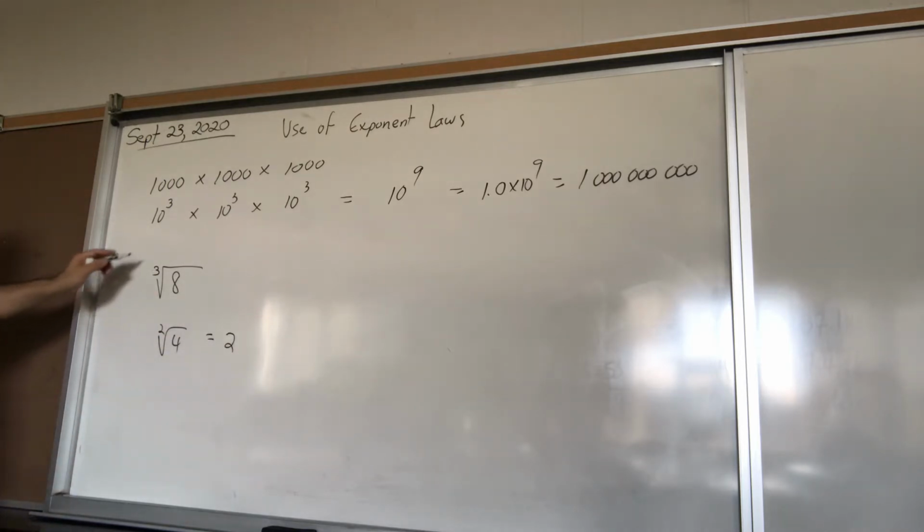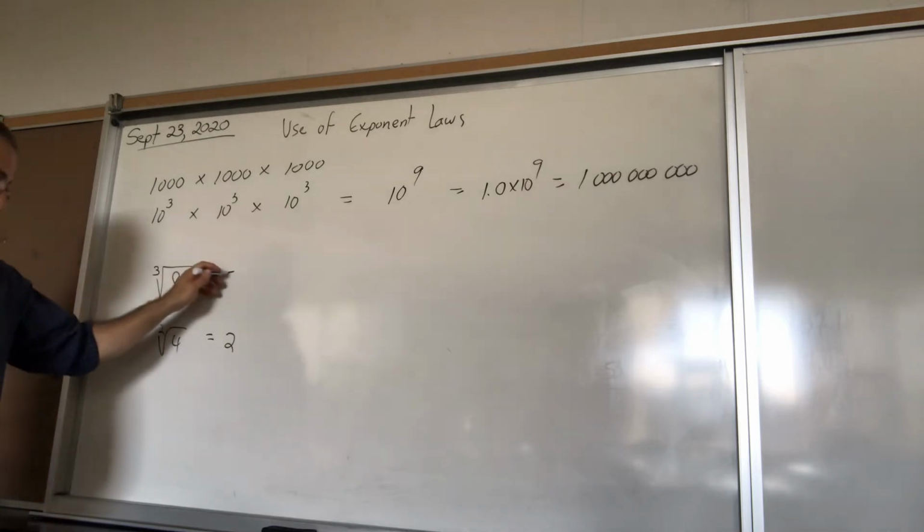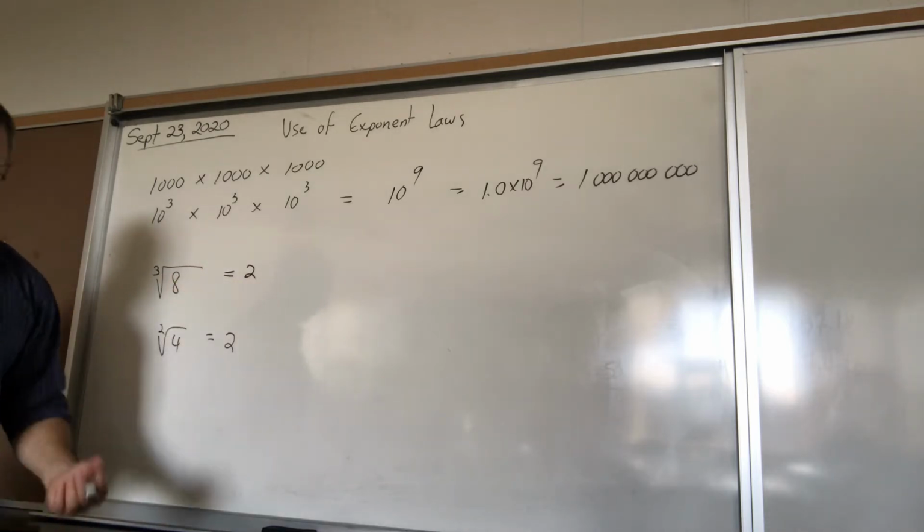That means the question they're asking is, what number multiplied by itself 3 times will give you the number that's under the sign? And that would be 2, because 2 times 2 times 2 gives you 8.